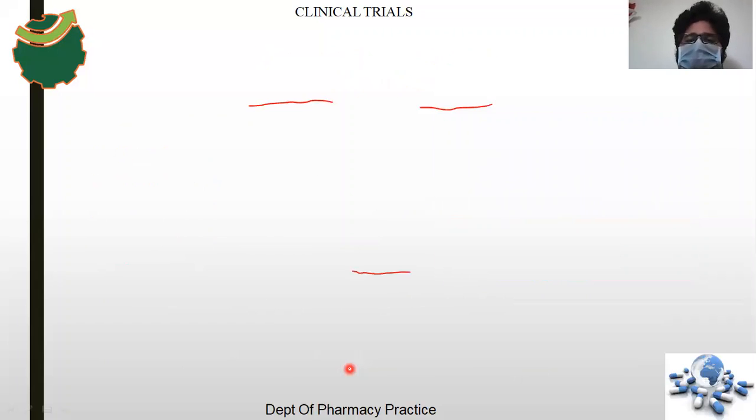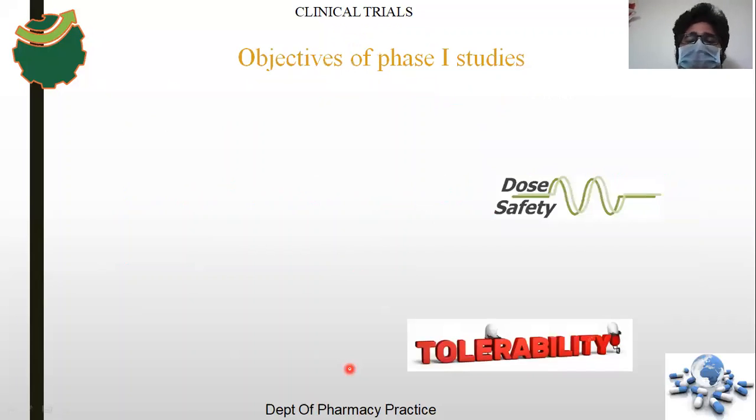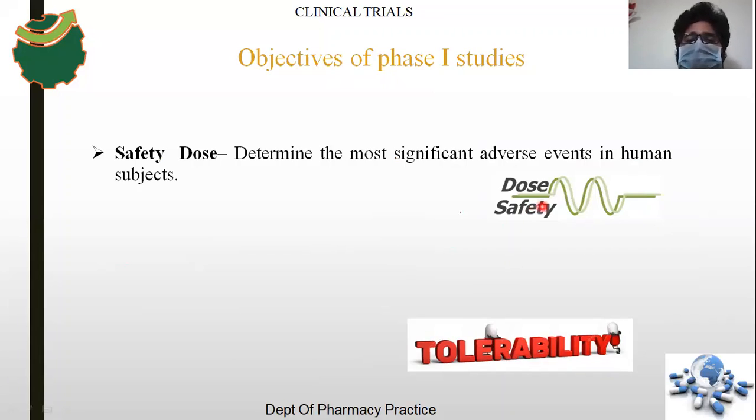Now going back to the objectives of phase one. The first objective is dose safety, to determine the most significant adverse events in human subjects. Like we said, the safe dose of ceftriaxone in humans per day is 2 grams. More than that is a little bit toxic, not much. And the safe dose of paracetamol in humans is 4 grams per day, for those who don't have any liver problem. So that is a safe dose. Those kinds of safe doses will be checked in phase one.